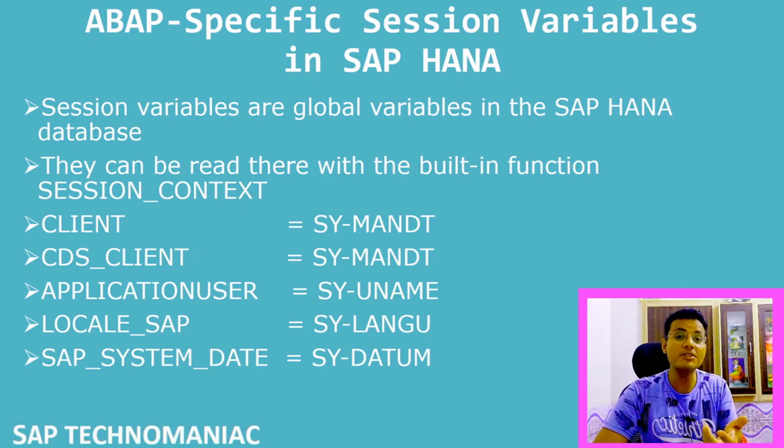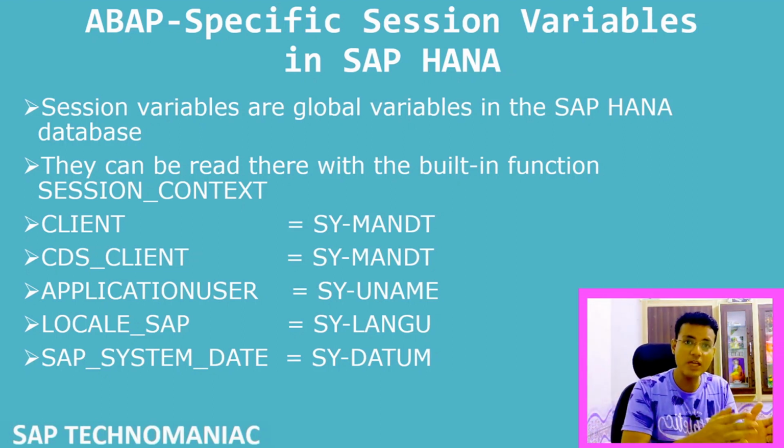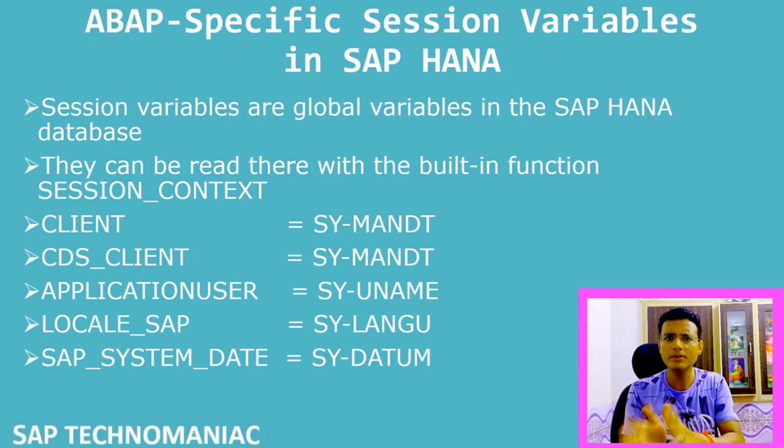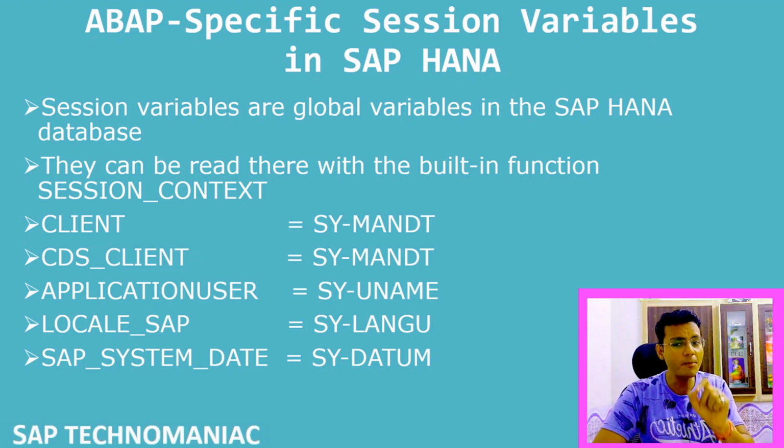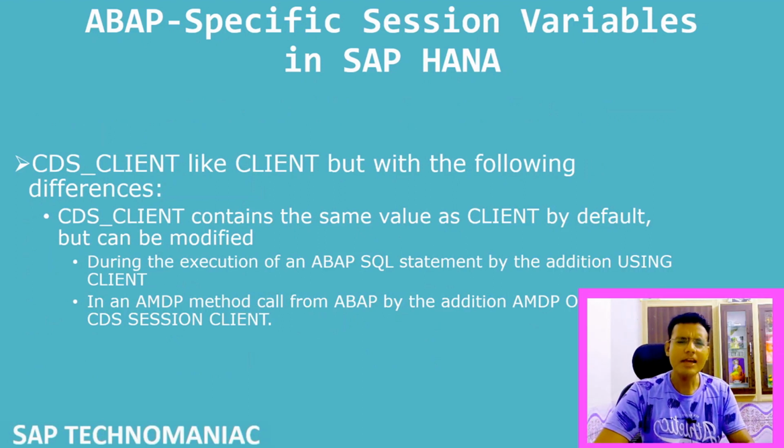LOCALE_SAP stores the language value. Whenever we call the CDS table function or procedure, these values will be mapped from this variable to that variable. But one more important thing you can see is that the CLIENT and CDS_CLIENT values have the same value, the mandate. There is a slight difference there. That is very important to understand the second AMDP option. What is that second option? AMDP option CDS session client.